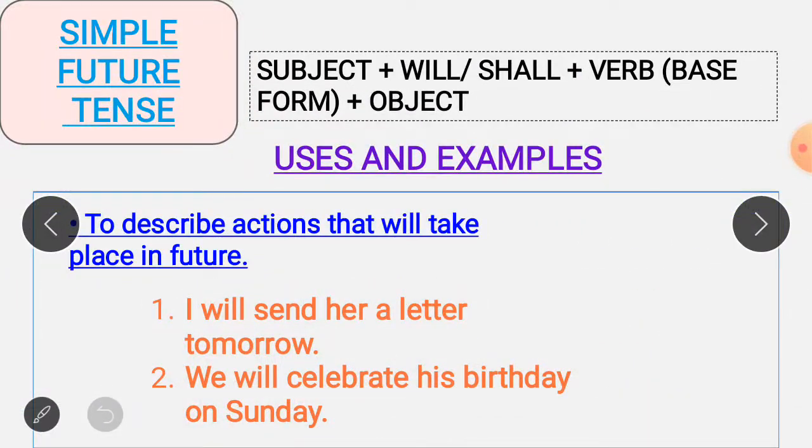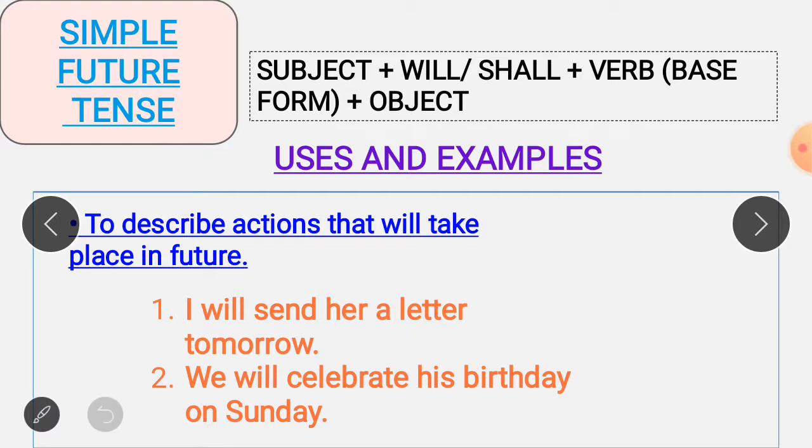Simple future tense. So in this our structure is subject plus will or shall, which should be followed by the verb in its base form or the first form, plus our object.